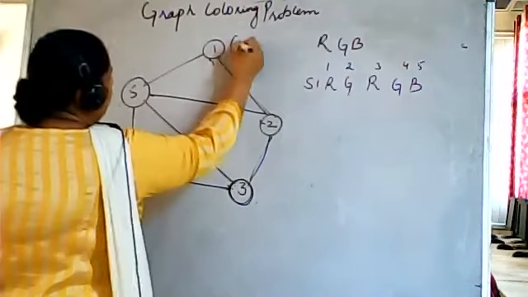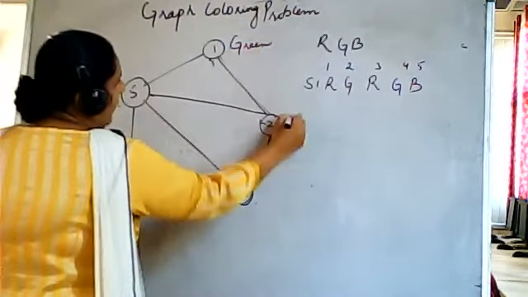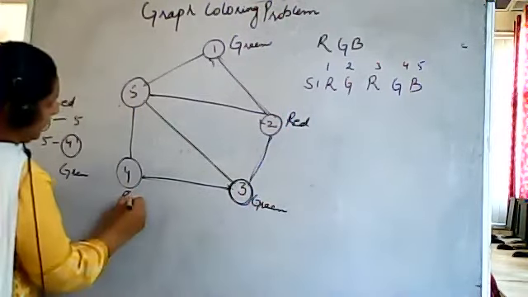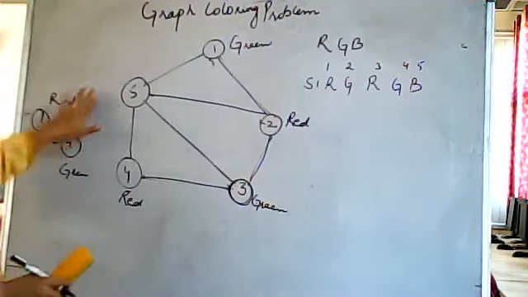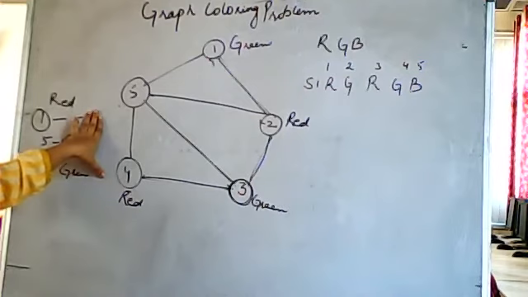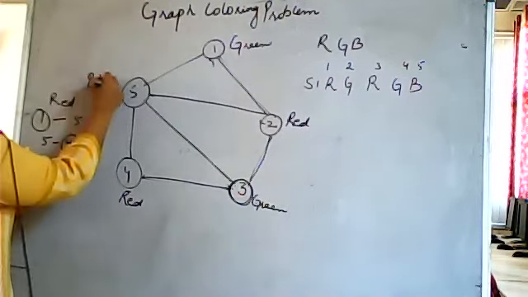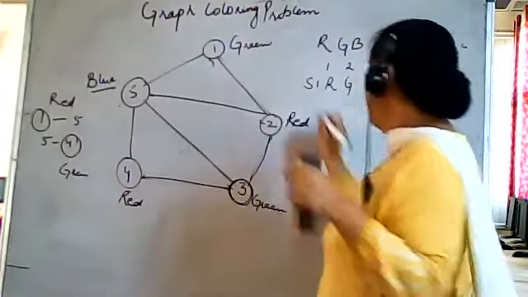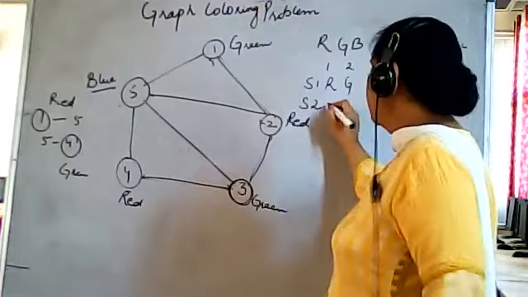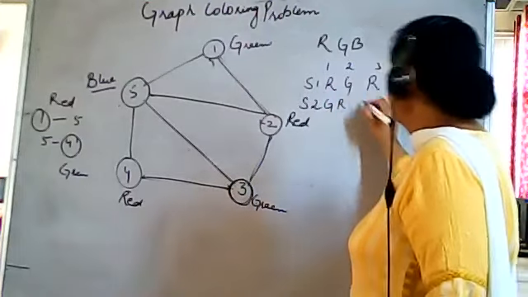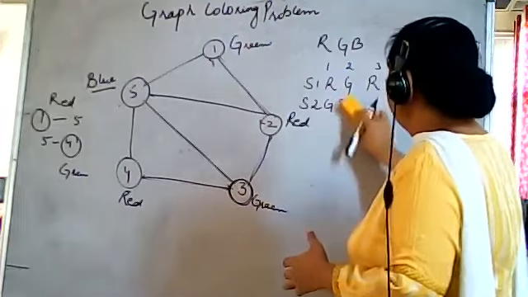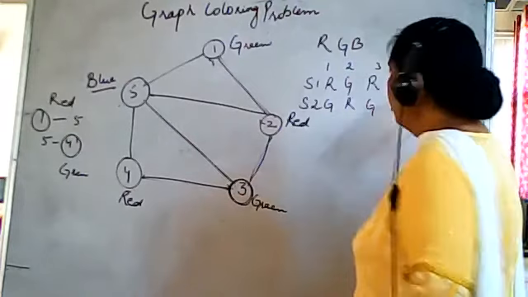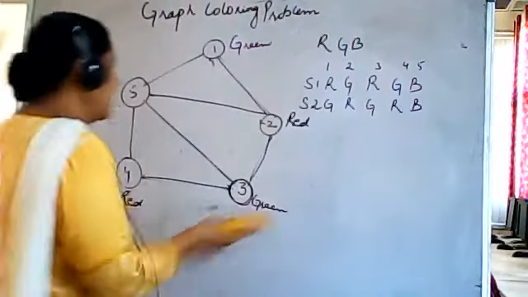See, if I give the first node green color, now I can paint the second with red. We can paint 3 with green. We can paint 4 with red. Now here I can paint 5 with neither green nor red, so we will take the third color, that is blue. Okay, so this is another solution: green, red, green, red, then blue.